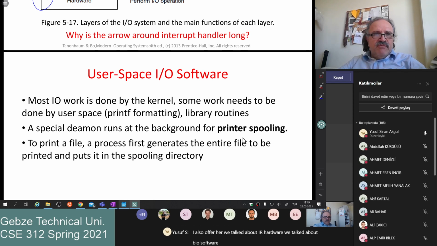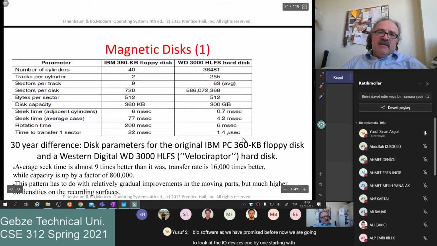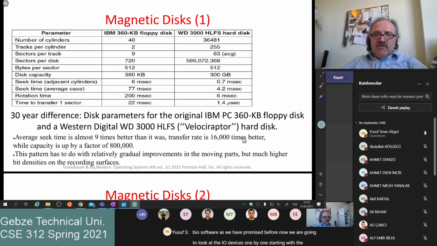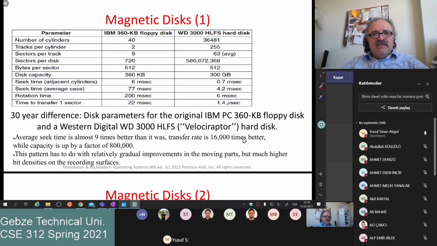As we have promised before, now we are going to look at the I/O devices one by one, starting with the most famous I/O device, hard disks. Well, we are using hard disks less and less, but the ideas are there. Still, the servers and some large computers are relying on the hard disk a lot. This is a picture.